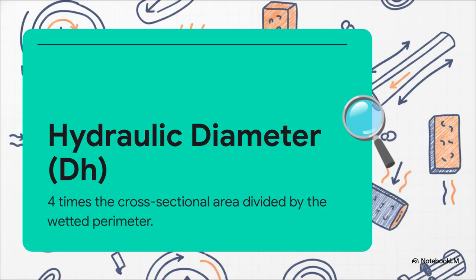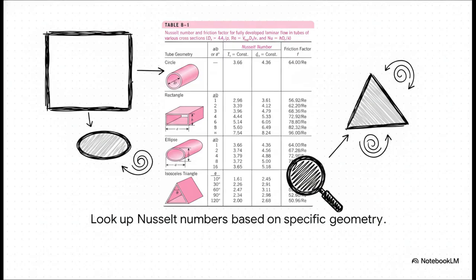And the formula is incredibly straightforward. It's just 4 times the cross-sectional area divided by the wetted perimeter. This brilliant equation lets us take all our analysis and extend it to non-circular tubes effortlessly. Once you calculate that hydraulic diameter, you're pretty much on easy street.